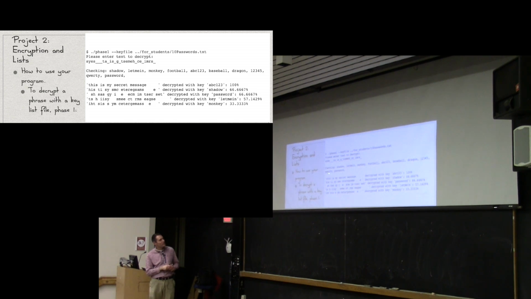Actually, I didn't put it here, but it should say something like the top 5. This is my secret message, decrypted with key ABC, 1, 2, 3, 100% match. Awesome. His, tie, psi, smuk, eddergzms, e. Decrypted with shadow, 67% correct. Why is it 67% correct?